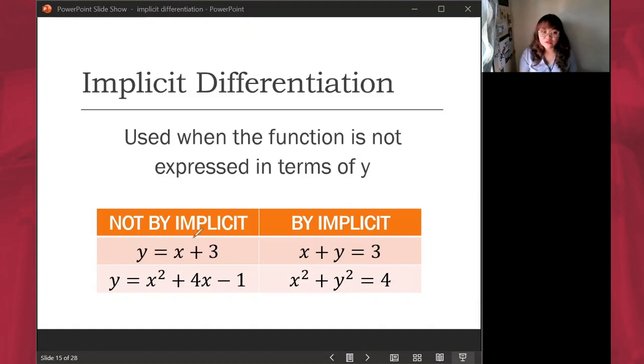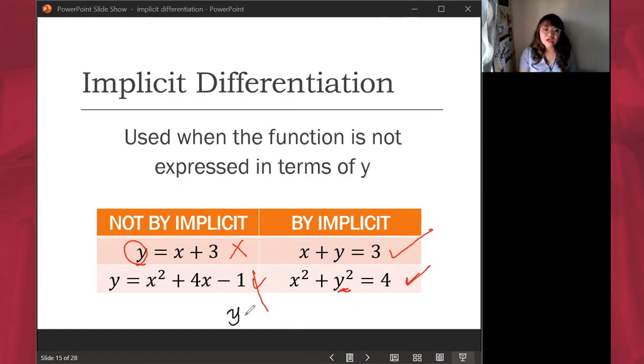If you observe this, this does not require you to use implicit because it's already equated to y. This requires you to use implicit because it's not yet equal to y. Same with these other examples. This does not require implicit. This requires you to use implicit. So that's an indication. So let's try this one.